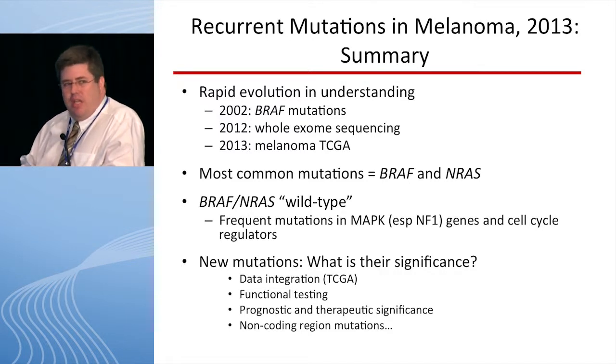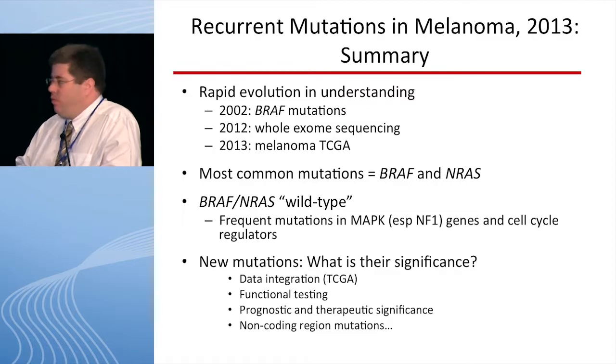It's really just over 10 years ago that the BRAF mutations were reported, and we started to understand that the MAP kinase pathway was a critical player in this disease. So 10 years later, we really have our first true set of data that we can look at for whole exome sequencing, and 2013, 2014 is when we'll get the data from the Melanoma TCGA project.